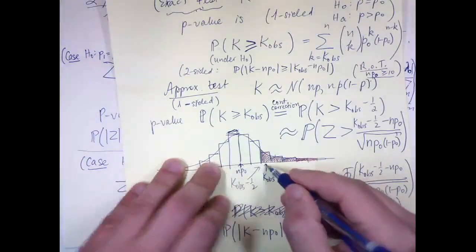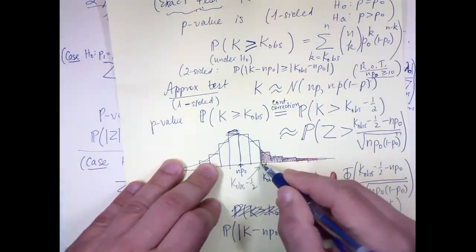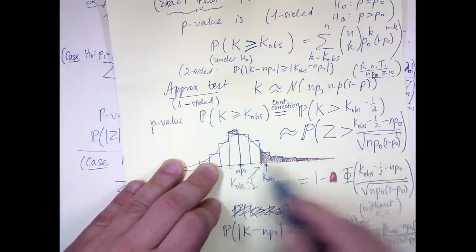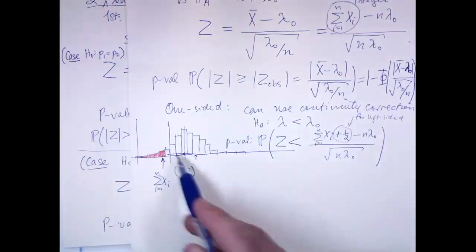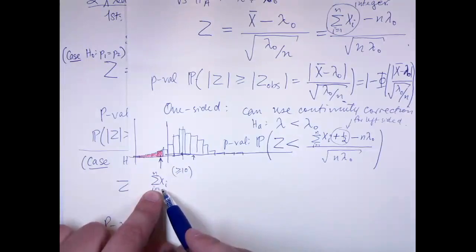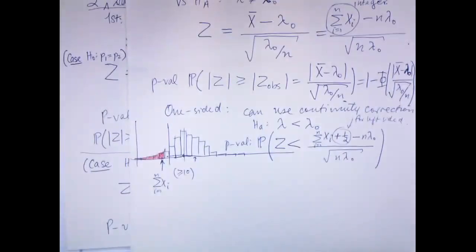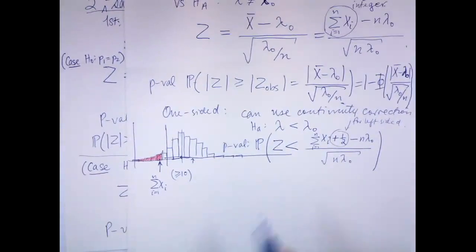You have the k observed, and then you shift that integer a little bit to the left to get a half integer, k observed minus 1/2, and that gives you a better approximation. In the left-sided case, you have your integer, which is the sum of all the Poissons, which is a whole number. You shift it a little bit to the right to get the better approximation. Okay, that's all I want to say about one sample Poisson mean.